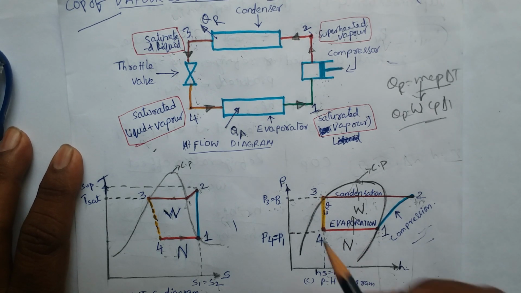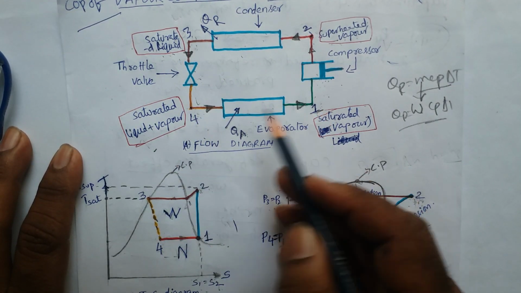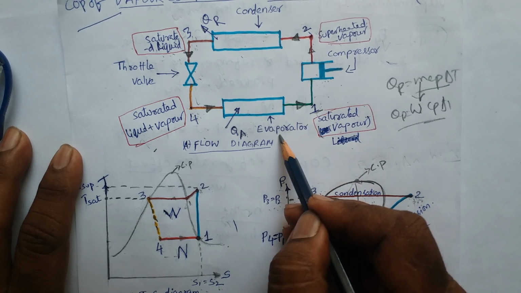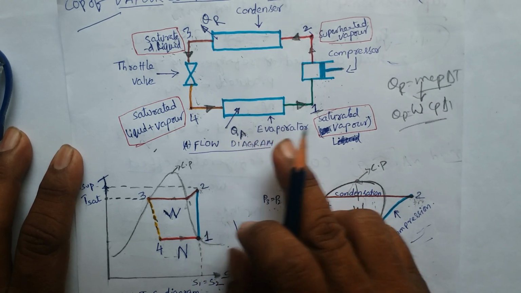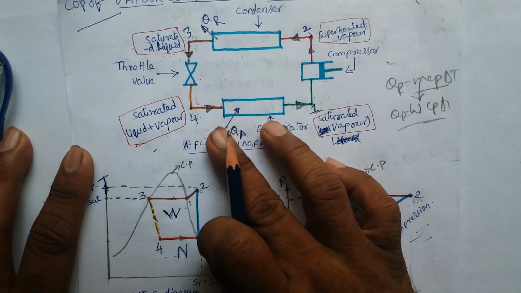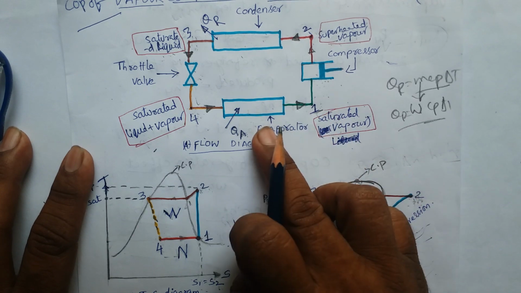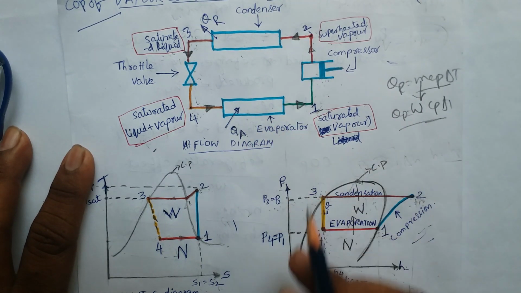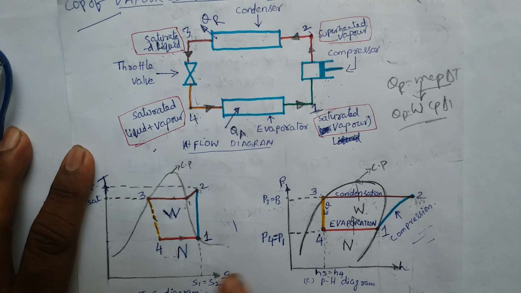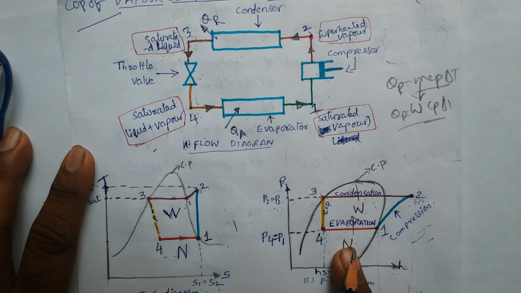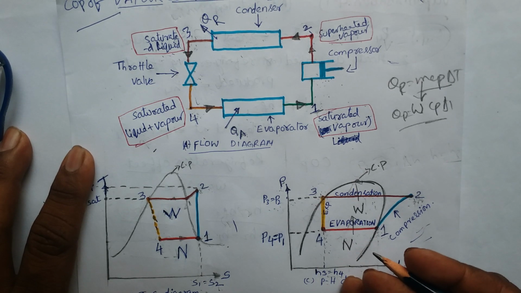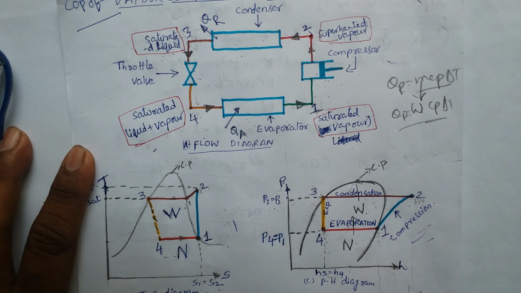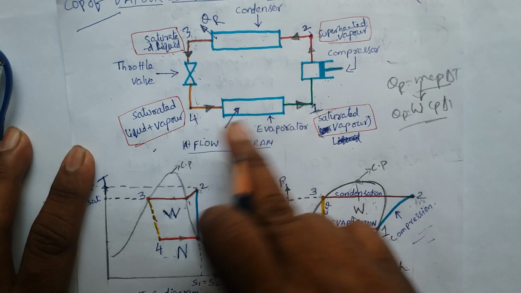Next, 4 to 1 is evaporation. The vaporization process is 4 to 1. Here that means the refrigeration effect. How much refrigeration effect is produced by the refrigerant? How much heat is absorbed by the refrigerant? We can find this in the 4 to 1 section.